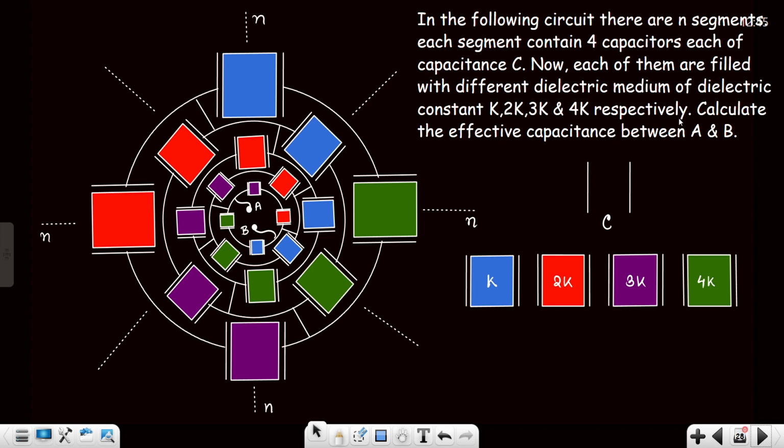So now you have to calculate the effective capacitance between these 2 points A and B. So you have to calculate the effective capacitance between A and B.